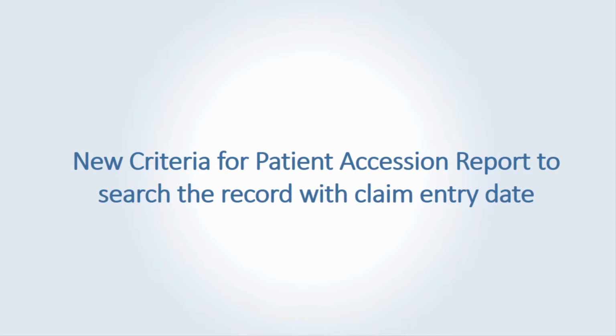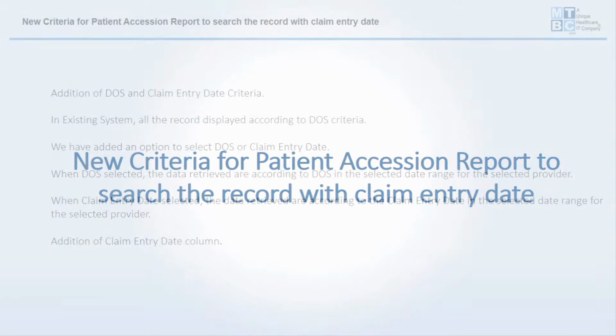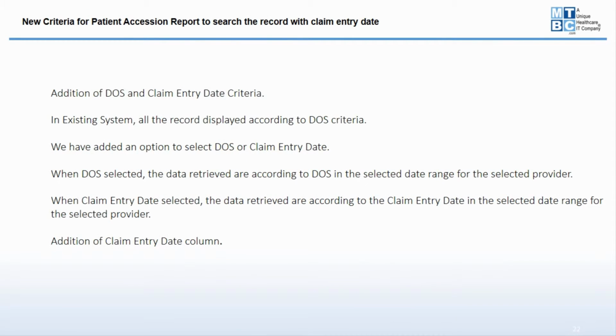Now in the patient accession report, a new criteria has been added, based on the claim entry date and the date of service. Before, the only option available was searching based on the date of service criteria, so you were only able to search for claims based on a certain date range that you select. Now you have two options.